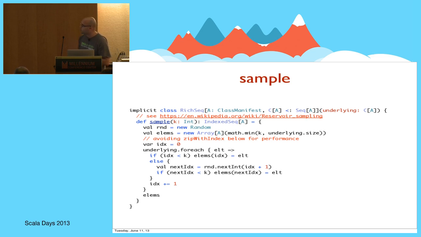This scales with the size of underlying. There are other algorithms too, but this seemed to work well for us. Just a side note, I originally wrote this with zip with index, and the performance was not what I expected. So I dropped down to keeping track of my own index, and it worked.